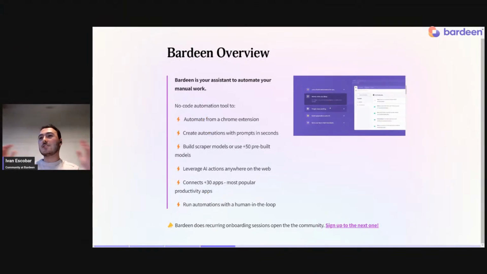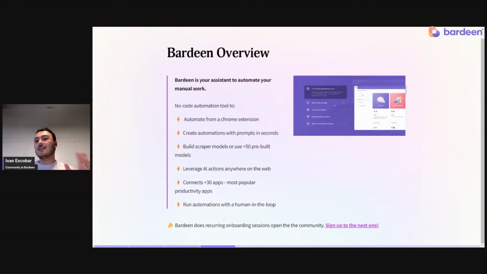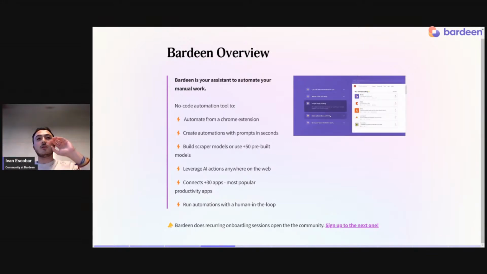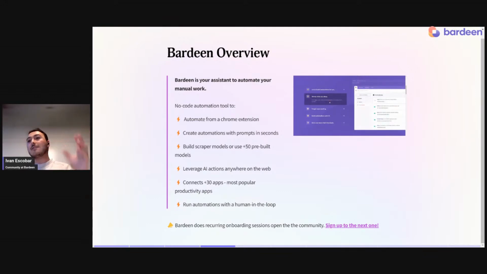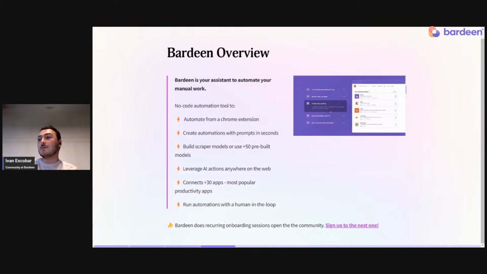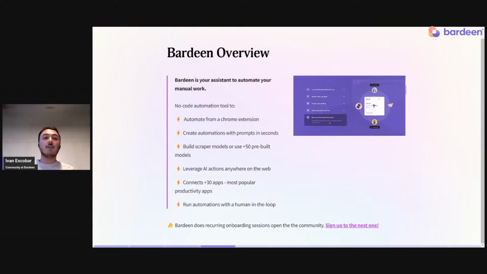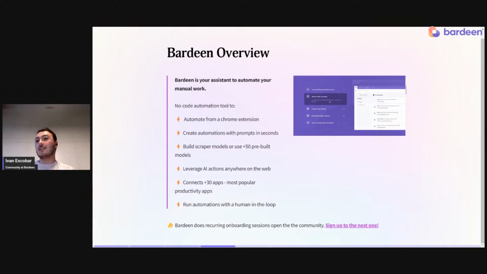All right, so just a quick overview on Bardeen. Bardeen, you can look at it as your assistant to automate your manual work. It's a no-code automation tool that you can automate your tasks from a Chrome extension that allows you to create automations with prompts in seconds, and even build scraper models with more than 50 pre-built models already in our catalog. You can leverage AI actions anywhere on the web to summarize content, to generate emails, and many other possibilities.